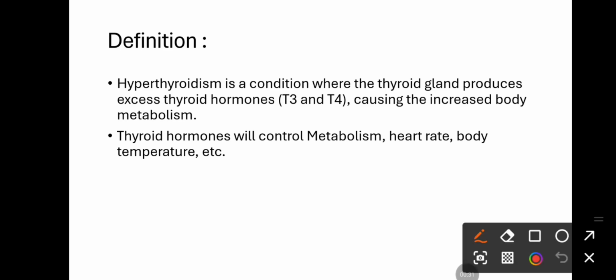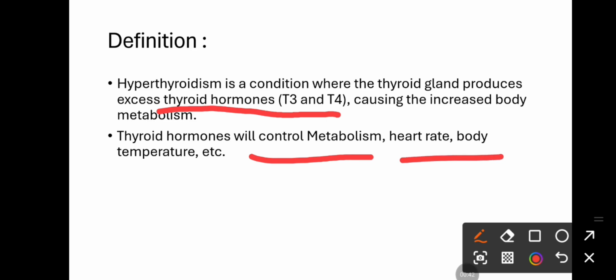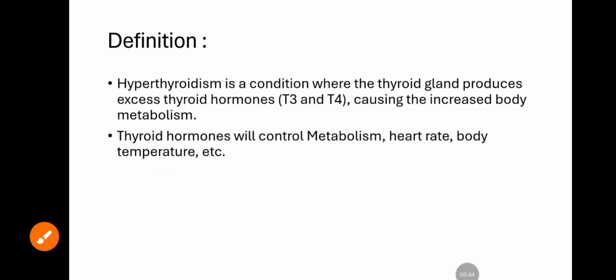So, hyperthyroidism is a condition where there is an excess synthesis of thyroid hormones, that is T3 and T4. Thyroid hormones control the metabolism, heart rate, body temperature, etc.